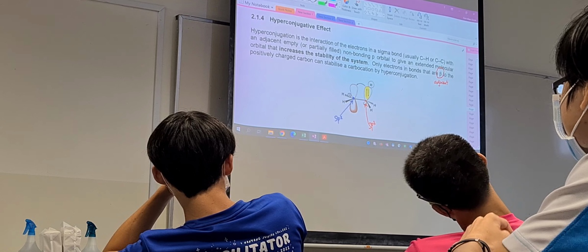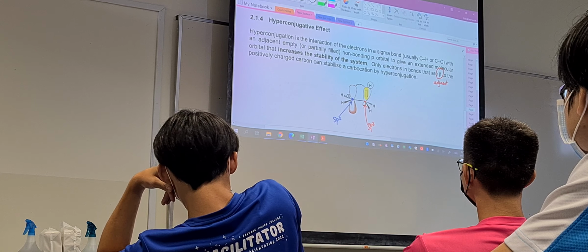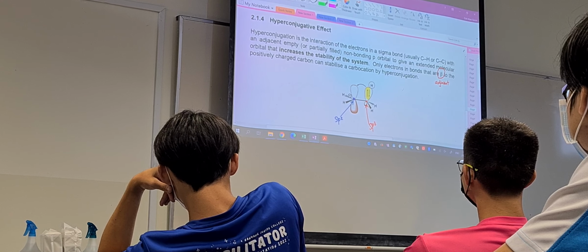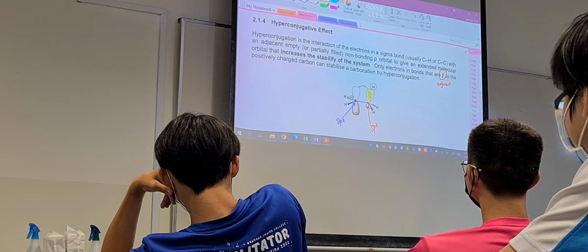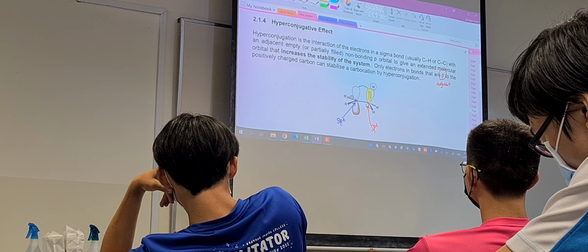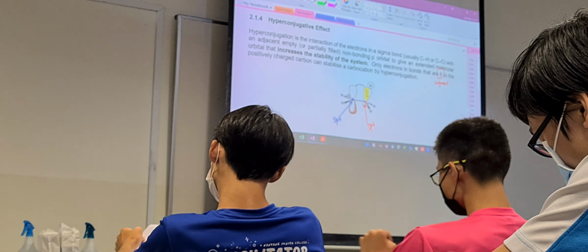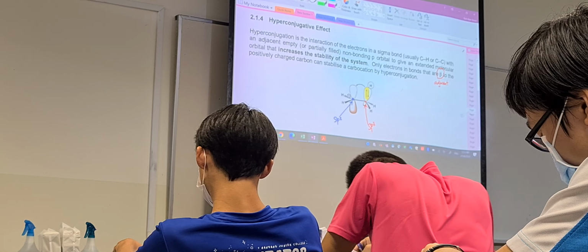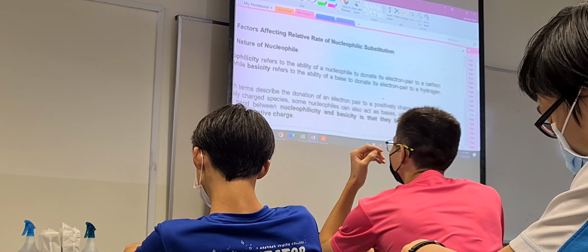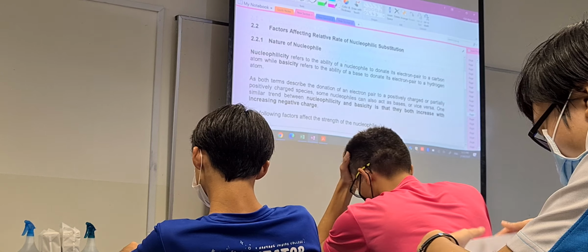Right, so these are a couple of effects that you will come across along the way: inductive, resonance, conjugative, hyperconjugation. And I think these four effects should be covered. Then the next page, factors affecting the rate of nucleophilic substitution reaction. You have to know the different rules here and how they affect the rate of reaction.